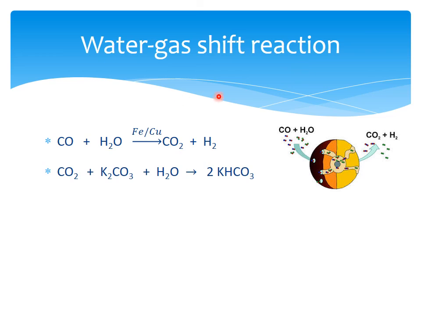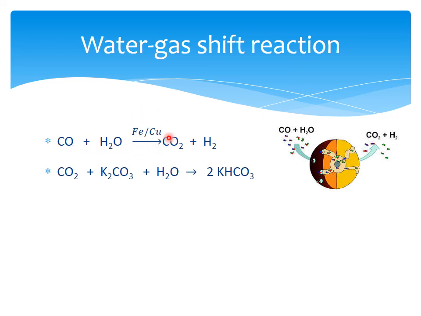Water gas shift reaction. Here the carbon monoxide of water gas or syngas. Syngas is nothing but carbon monoxide plus hydrogen. To that mixture, steam is passed. When steam is passed at a high temperature, that is 400 degrees Celsius, and in the presence of iron and copper as a catalyst over a shift converter. This is passed over the shift converter. Carbon monoxide, hydrogen, along with steam is passed.